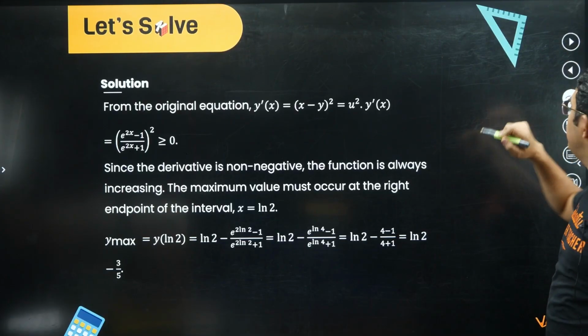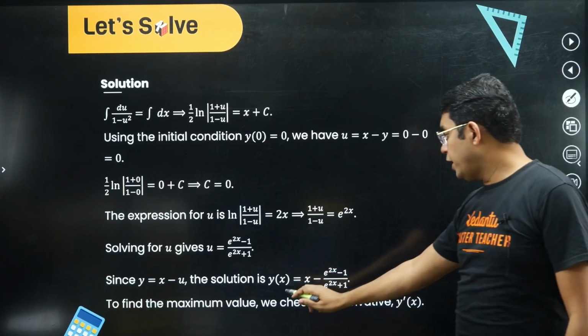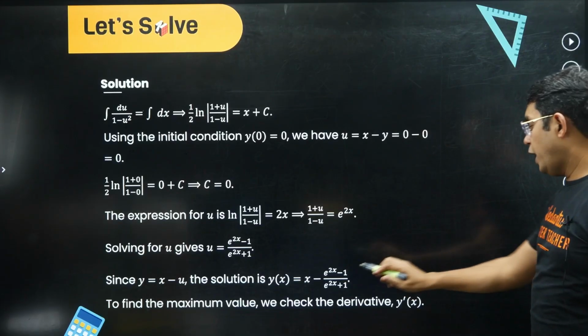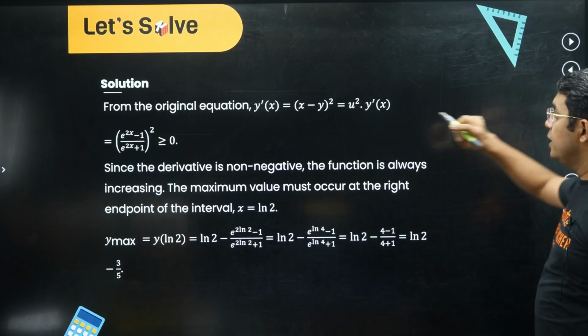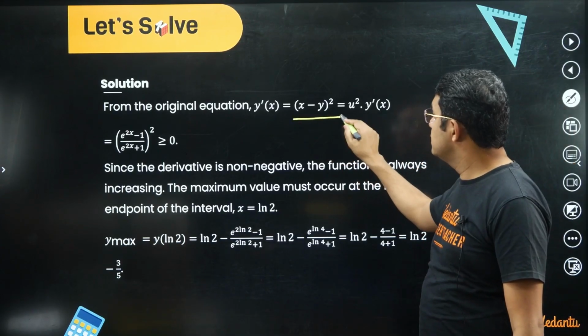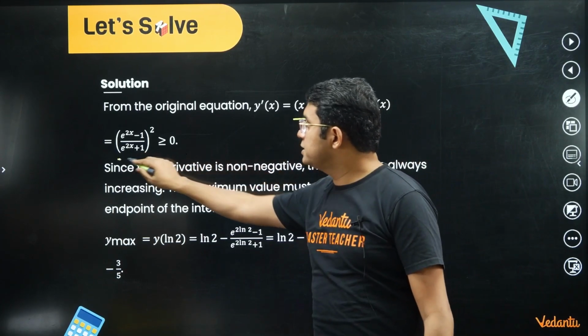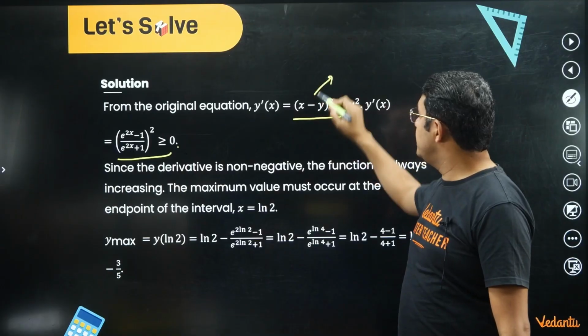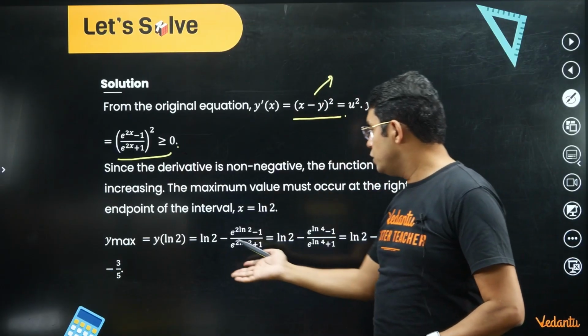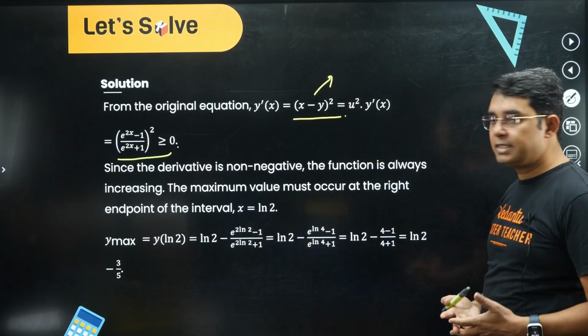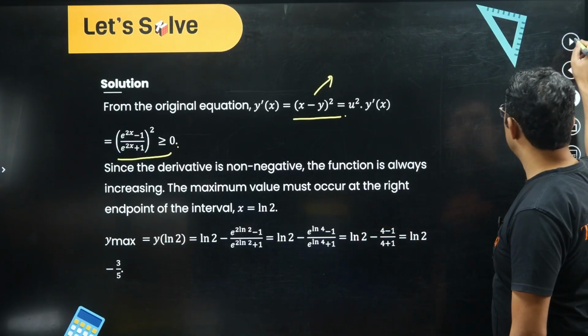Okay, in the solution actually they have done this thing, that they found y as a function, and then to find maximum value we check the derivative, and y dash we are getting like this. Okay, so they have proved it, this is positive. This can be done here itself, there is no need to do it. So the value of this function will be maximum at x is equal to ln2.